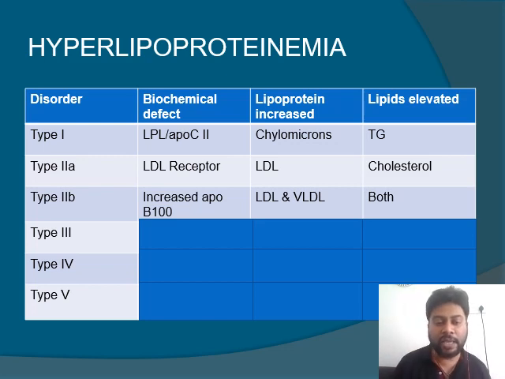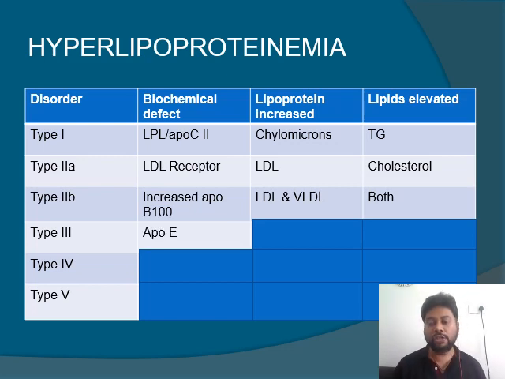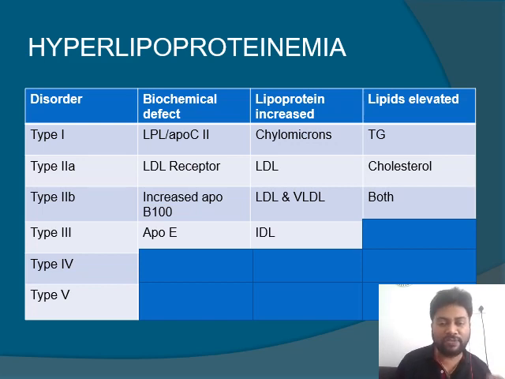Next, coming to type 3, here the defect is ApoE. What is the function of ApoE? It acts as a ligand for the hepatic uptake of chylomicron remnants and VLDL remnants. That means it helps in the catabolism of chylomicron remnants and IDL. So the liver will identify the chylomicron remnants and VLDL remnants with the help of ApoE only. It will recognize ApoE, bind it, take it up and catabolize it. That is what normally happens. When ApoE is defective, the catabolism of IDL will be grossly affected. So there will be accumulation of IDL, intermediate density lipoprotein. In addition, even chylomicron remnants will also be accumulating.